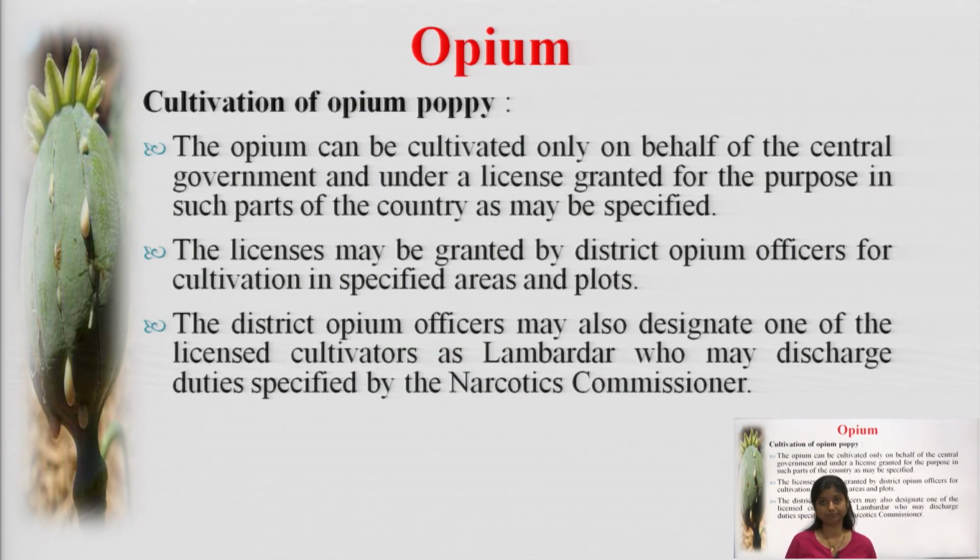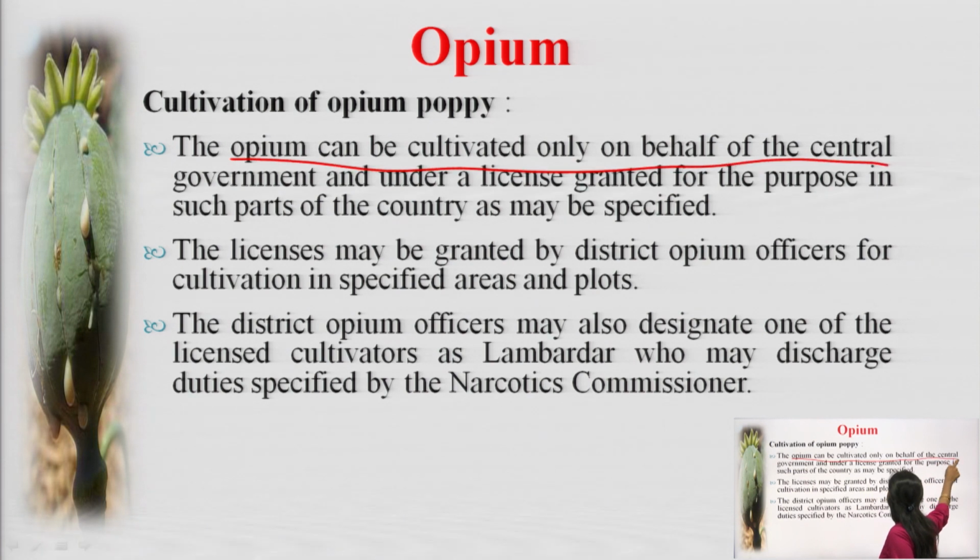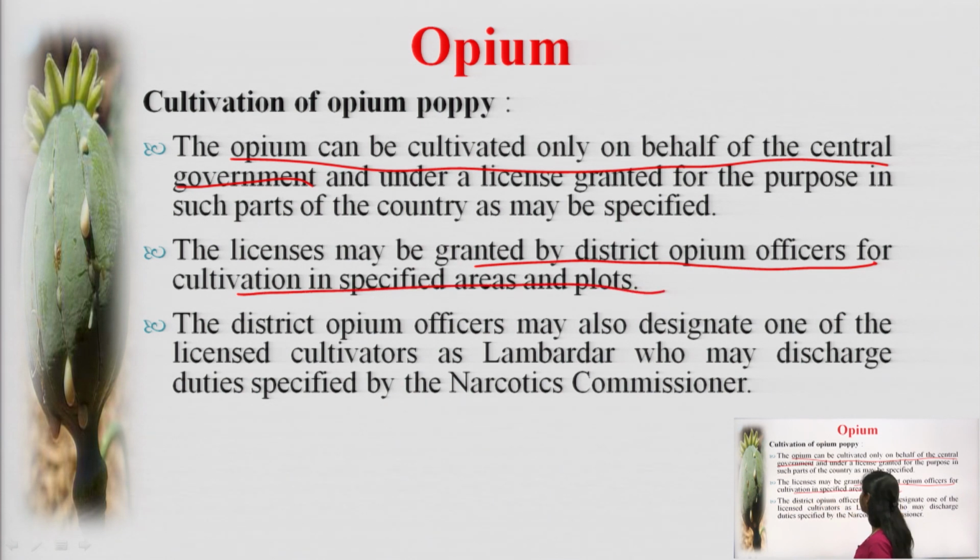Cultivation of opium poppy. We have to see how the drug is cultivated. Opium can be cultivated only on behalf of the central government. I have already told you that opium is controlled by the central government. So cultivation is controlled by the central government and is done under a license granted to a person in such part of the country as may be specified. The production of opium is only permitted under the guidance of the government in certain places only. It's not that any common people can grow the plant in their fields. The license may be granted by the district opium officer for cultivation in specified areas and plots.